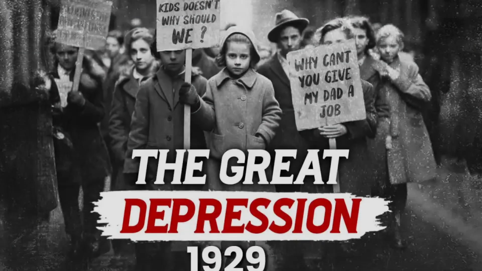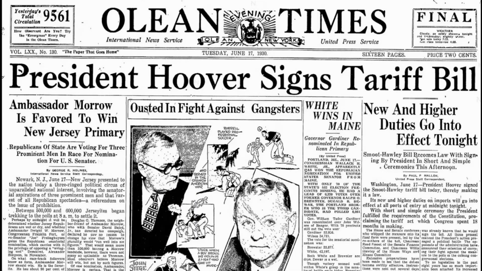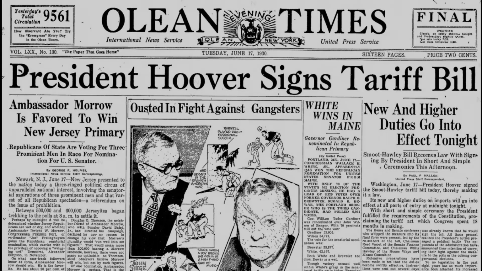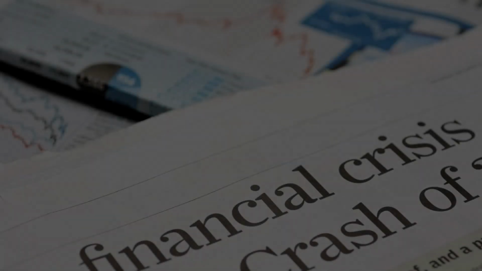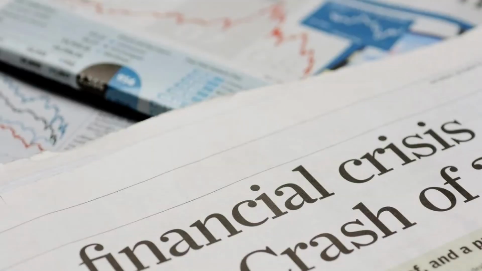During the Great Depression, the US passed the Smoot-Hawley Tariff Act in 1930, which raised tariffs to their highest levels in American history. The goal was to protect American jobs and industries, but it had the opposite effect. Other countries retaliated with their own tariffs, leading to a collapse in global trade and worsening the economic crisis worldwide.